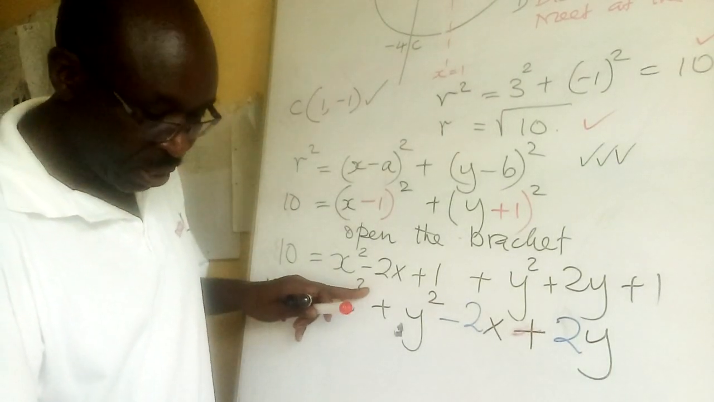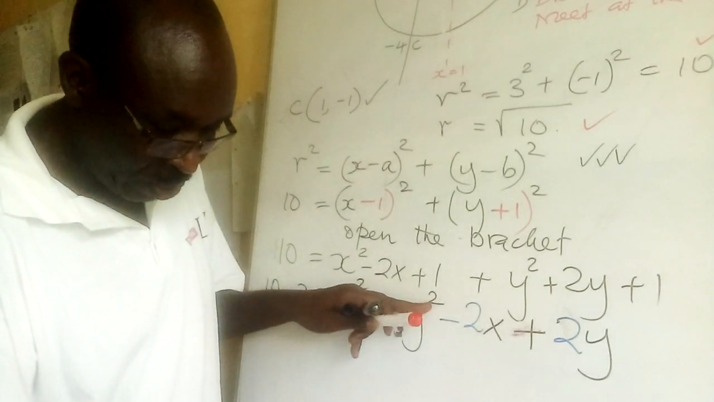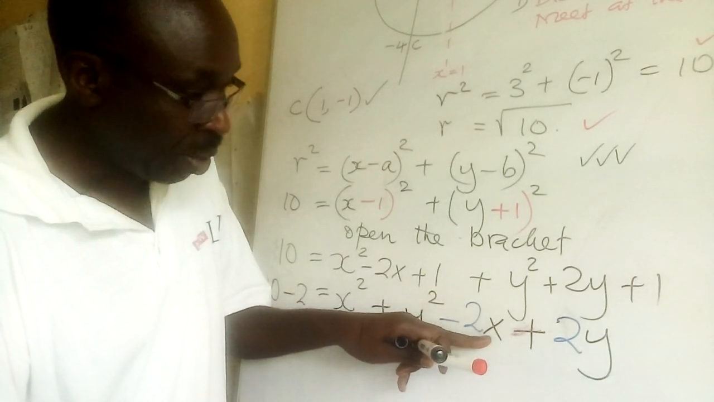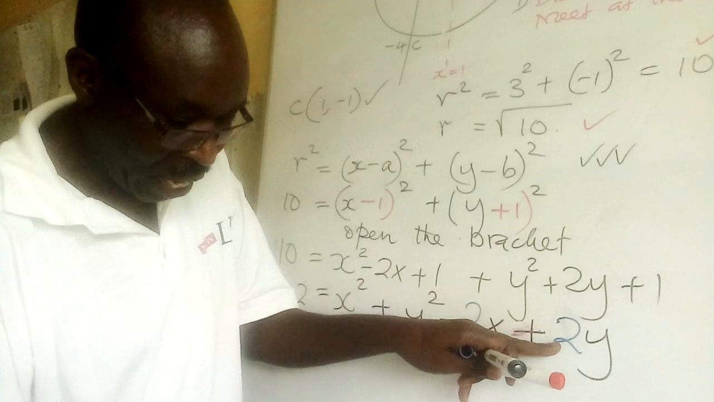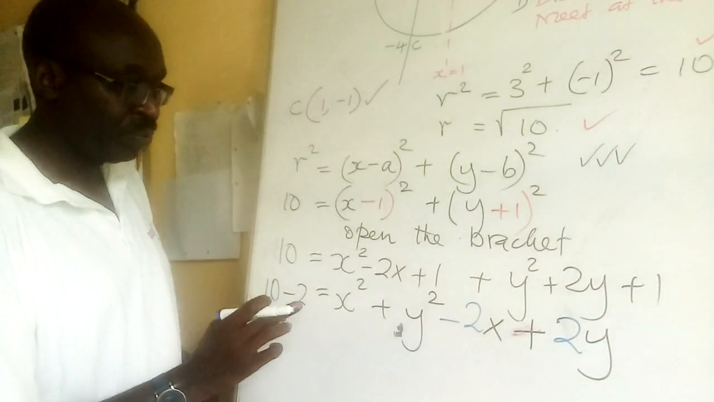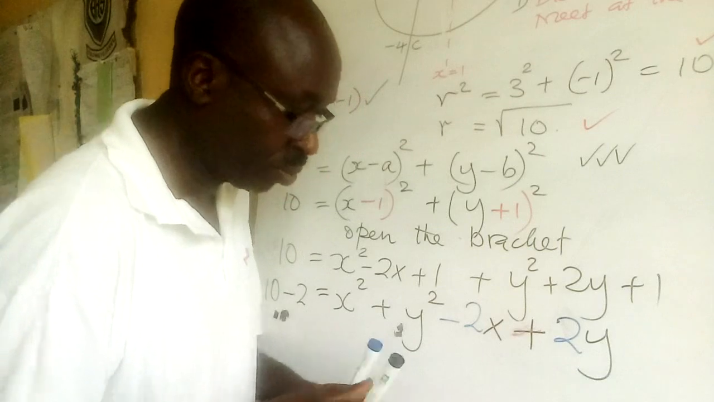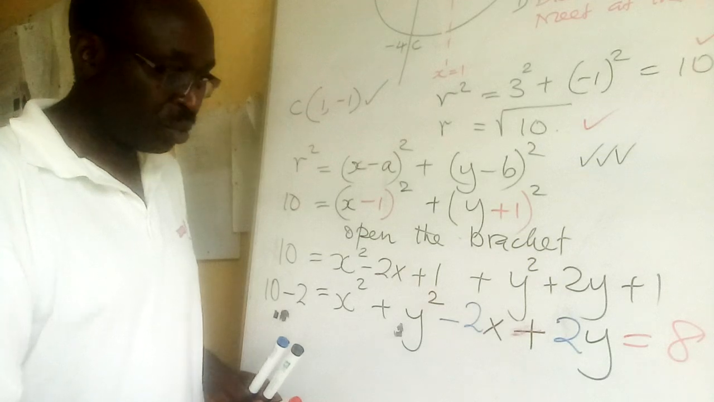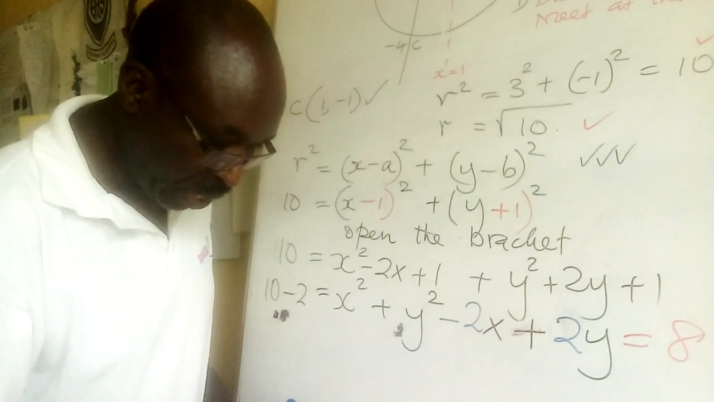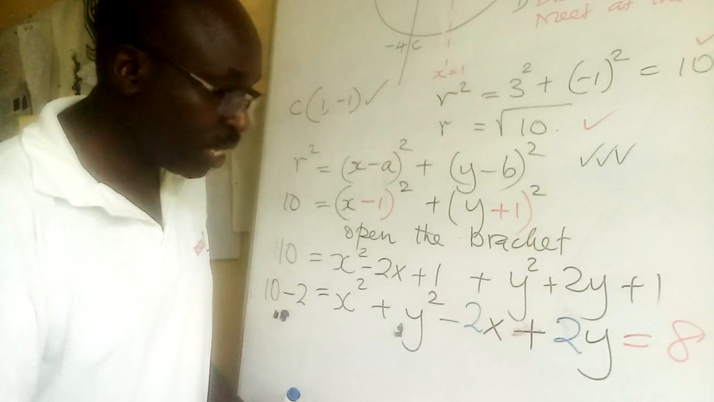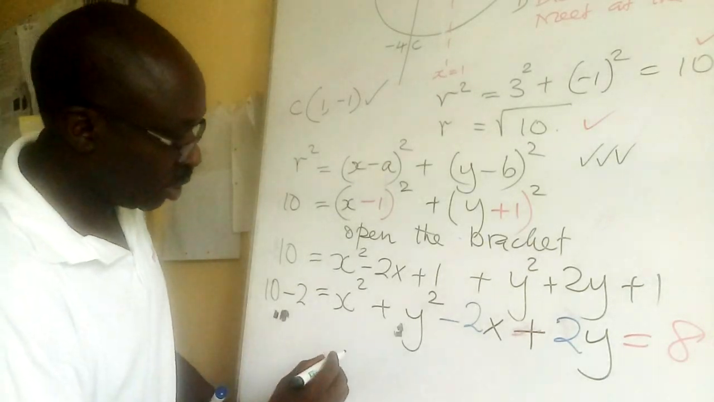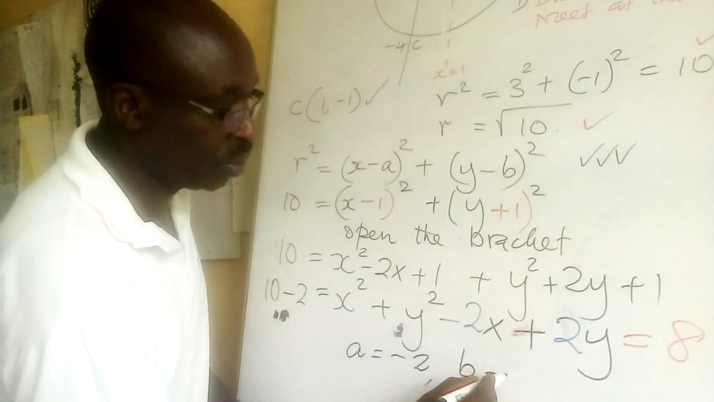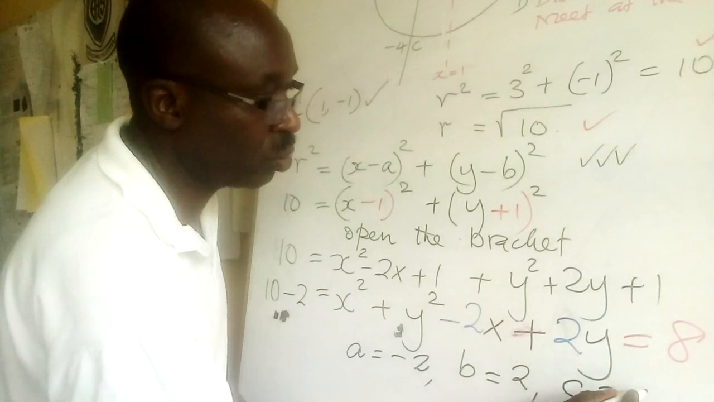So what is his requirement? In the form of x squared plus y squared, we have it, plus ax plus by is equal to c, which is equal to 8. There. So what does he want? The values of, we get the values of a, b, and c. So we have a is -2, b is 2, c is equal to 8.